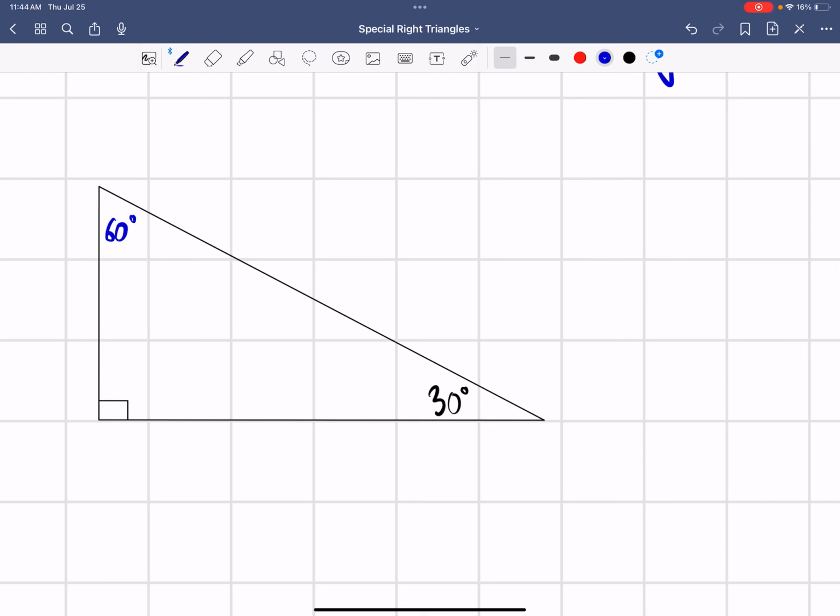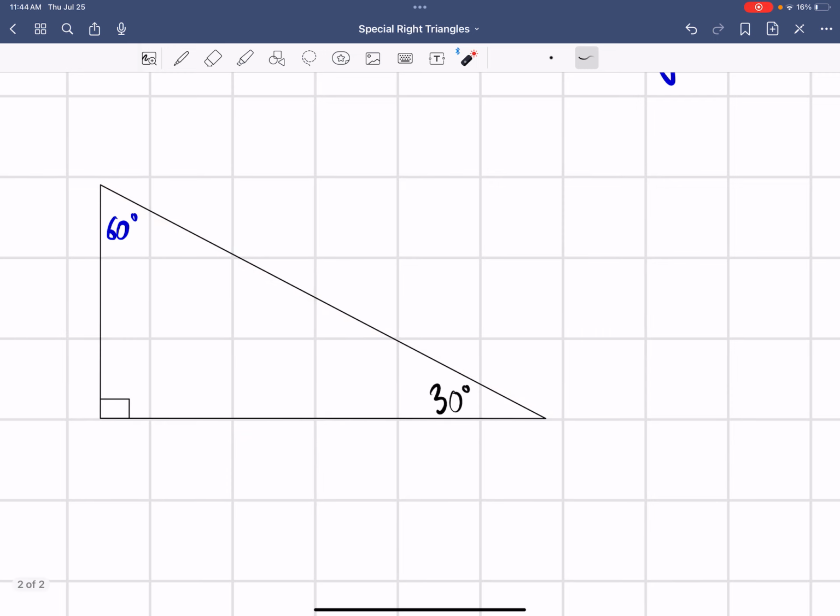Now, I'll be referring to the sides of this triangle as the short leg, the long leg, and the hypotenuse. Right? The two sides of a right triangle touching the right angle are called the legs, and the side across from the right angle is the hypotenuse. The short leg will always be across from the 30-degree angle, and the long leg will always be across from the 60-degree angle. Now, let's say the short leg is some number, we'll just call it x.